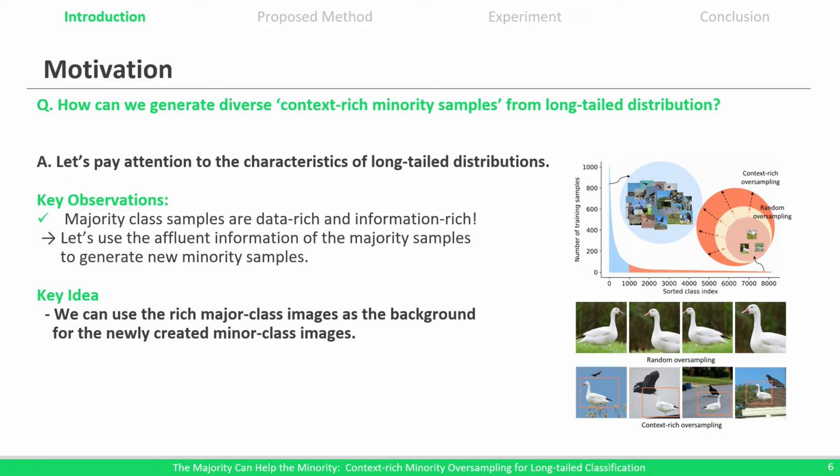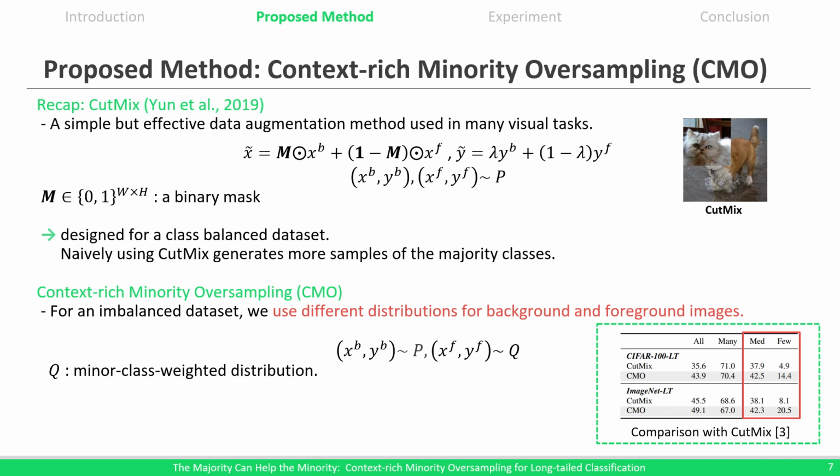However, our key idea is to use the rich major class images as the background for the newly created minor class images. Then, as shown in the concept figure, we can create images with more diverse contexts. To combine two different images, we adopt CutMix data augmentation. Since CutMix is originally designed for class balanced datasets, naively using CutMix generates more samples of the majority classes.